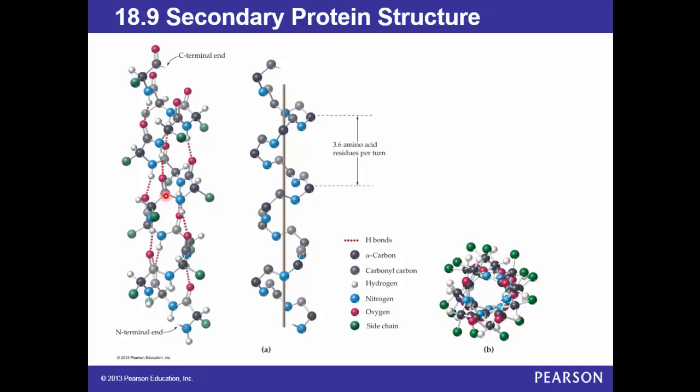Again, this is another look at the alpha helix. You see these are the hydrogen bonds and they run parallel to the alpha helix axis. And here we have 3.6 amino acid residues per turn, and from here to here is the pitch of the helix, and this is equal to 5.4 angstrom.